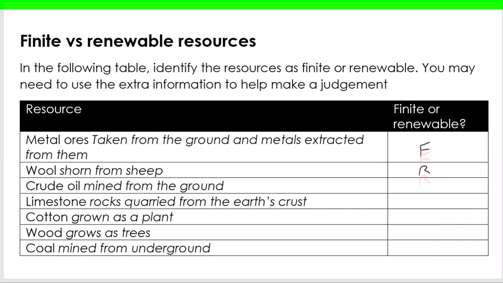So that's definitely renewable. Crude oil, mined from the ground, we are going to run out and we are actually running out, so that's finite. Limestone rocks quarried from the Earth's crust, again, we're digging them up, they're not being replaced, they're finite. Cotton, however, grows on plants, so that is renewable. Wood growing as trees, we can grow more trees, that's definitely renewable. And coal mined from underground is finite. It doesn't get replaced. It takes millions of years to form, and we're digging it up very, very quickly.